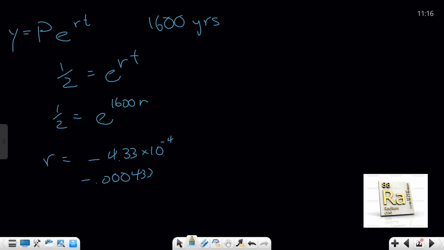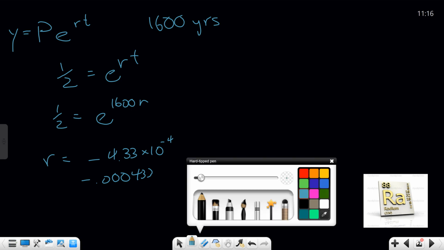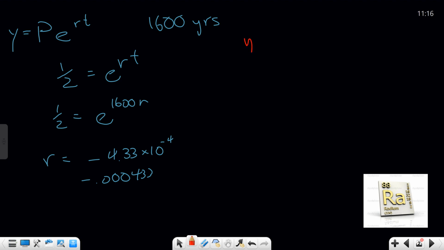Okay, which means I now have a general formula for radium. Well, at least I know the rate here, e to the negative 0.000433 t. What's part B say? I don't think we finished A yet. Oh, we haven't. I'm sorry. Hold on. I did give you a starting amount, 50 milligrams. Okay, so now we're good.